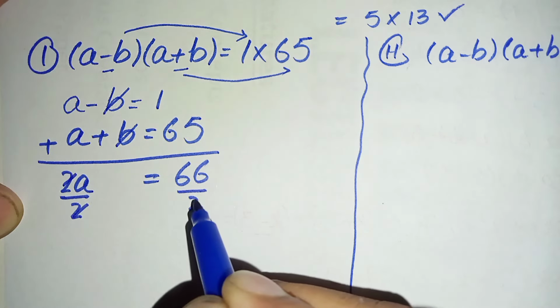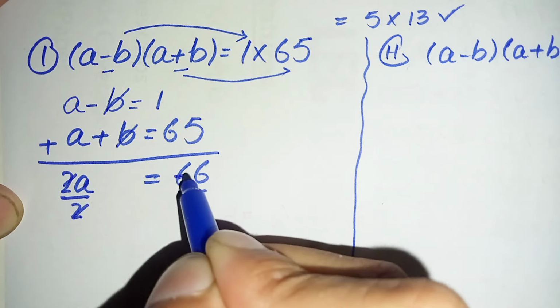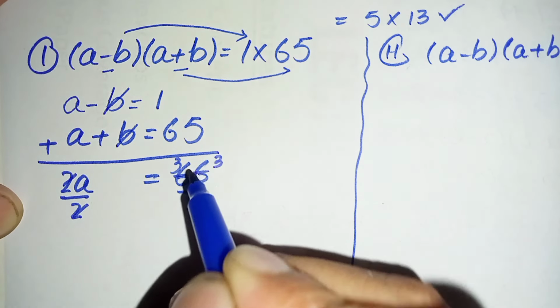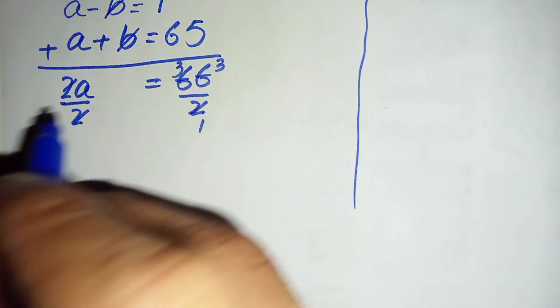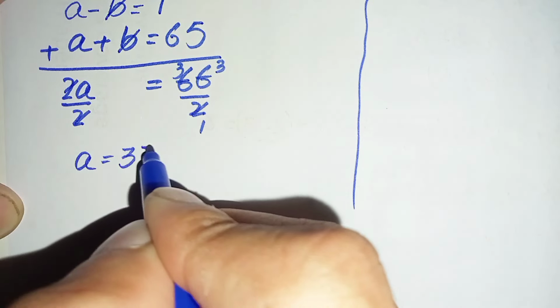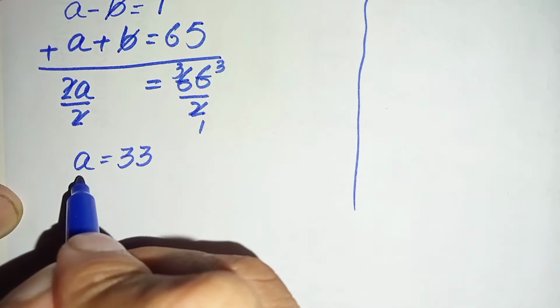These 2 will be cancelled, and here 2 times 1 is 2, 2 times 3 is 6, 2 times 3 is 6. So this will become 33. So the value of A will become 33. Now we will find the value of B.